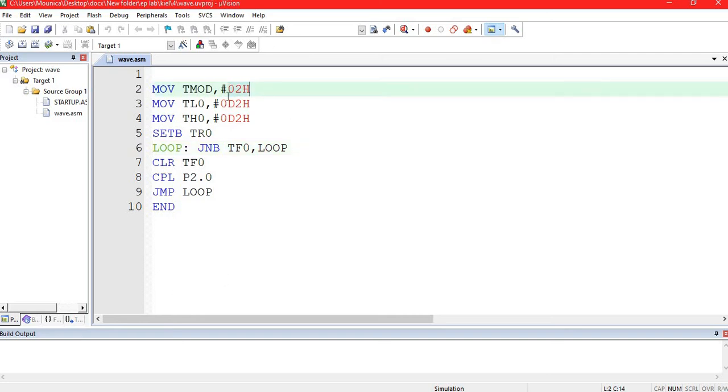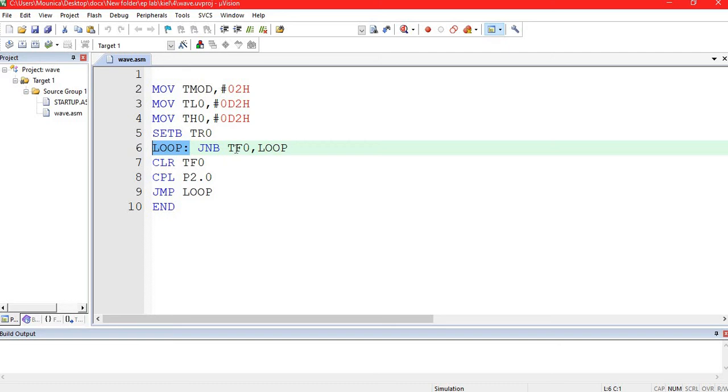Here we have set the TMOD register and selected the 8-bit auto reload mode. Then we have calculated the delay and stored the initial value in TH0 and TL0. Then we have set the timer run bit. Then we have created a label as loop.